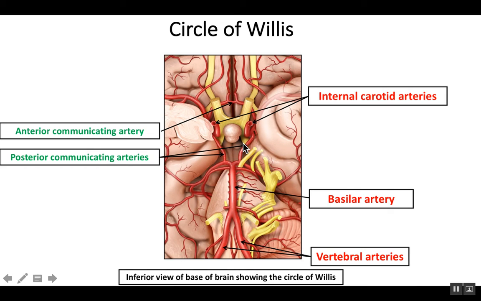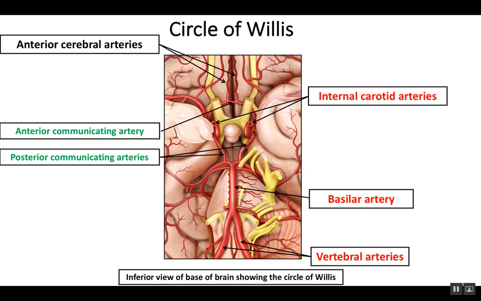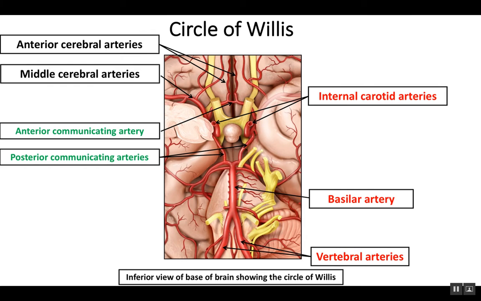So then the question is, how does blood get from the circle to the brain? And that's a fairly easy one. Those are called cerebral arteries. And if they're going towards the anterior portion of the brain, they're anterior cerebrals. If they're the ones going kind of to the middle part of the brain, they're called middle cerebrals.